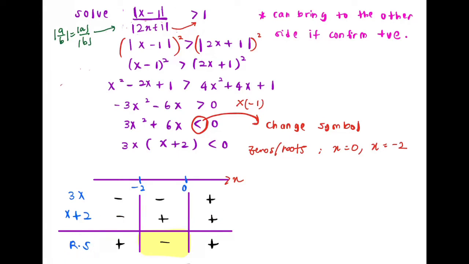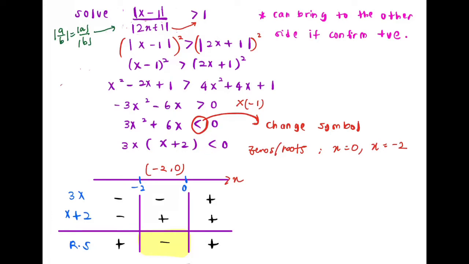Let's find the resulting sign. Minus minus is plus. Minus plus is minus. Plus plus is plus. So let's look at the final inequality here. You want a negative sign, so you want this part here. Okay, so for this one, the interval is minus 2 until 0. Not included because you don't have an equal sign here.